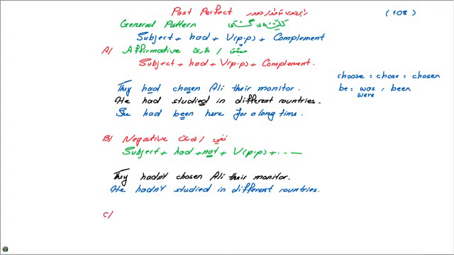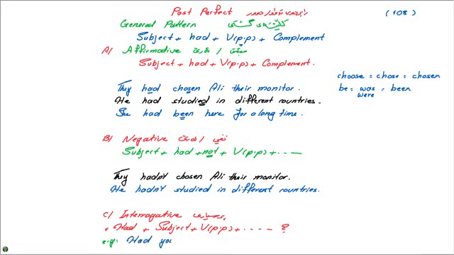Now the interrogative form. Here we just front the auxiliary had, plus subject, plus the past participle of the verb, plus complement. For example, we can say, had you been here before?